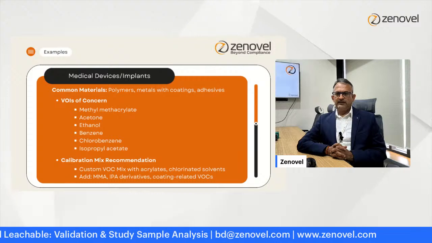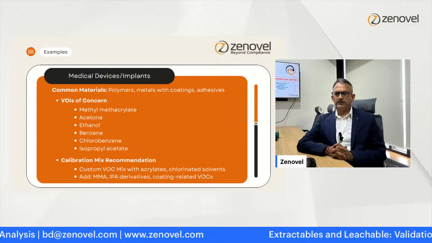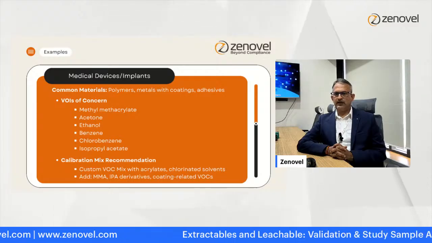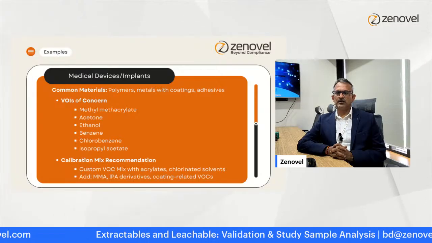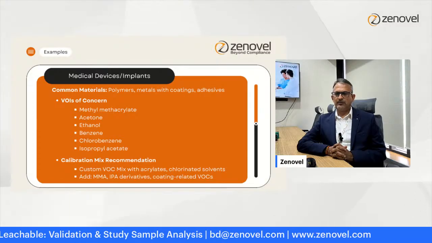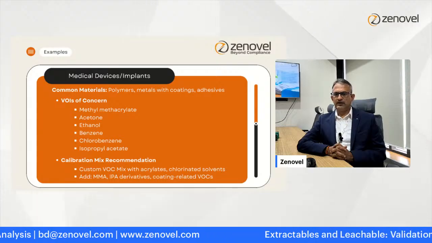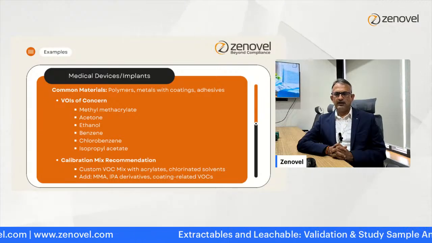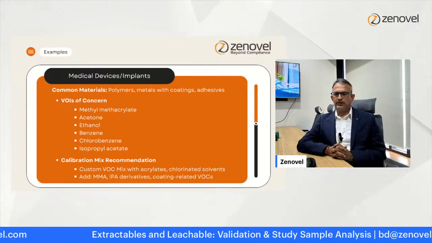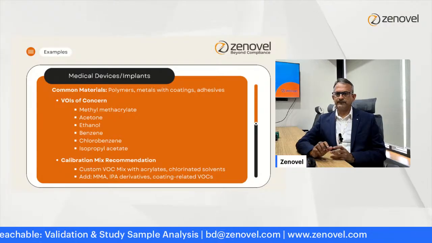For medical devices and implants, the common materials are polymers, metals with coatings, and adhesives. Here the list of VOCs of concern is provided, and the recommended calibration mix is a custom VOC mix with acrylates and chlorinated solvents, and we can also add MMA, IPA derivatives, and coating-related VOCs.